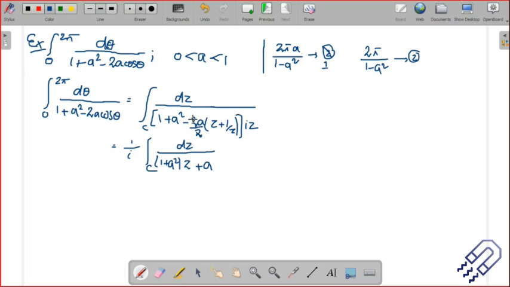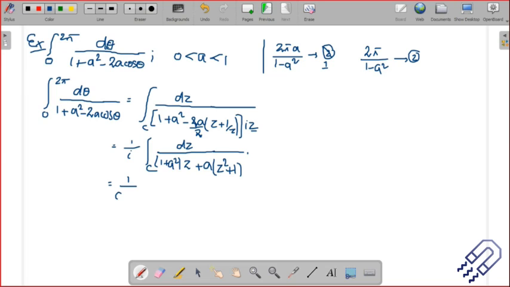So this 2 will get cancelled, and what we have here is a z. Taking the LCM, this can be written as z square plus 1. And then of course you have a z here. You take the LCM, you get one more z, z cancels. I also need to get rid of a in front of z square.